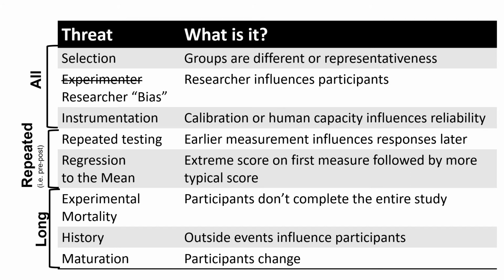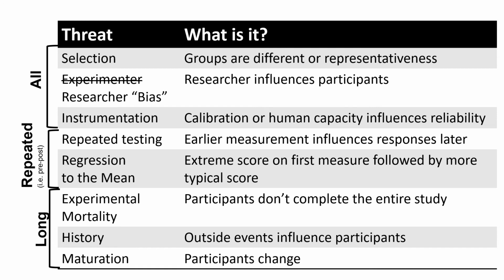The last three threats are only applicable if a study is long, either in an actual longitudinal study or another design that requires gathering data over time. Experimental mortality is a complicated way of saying participants might drop out. Depending on how many participants drop out and whether there are any patterns in who drops out, it can influence the results.